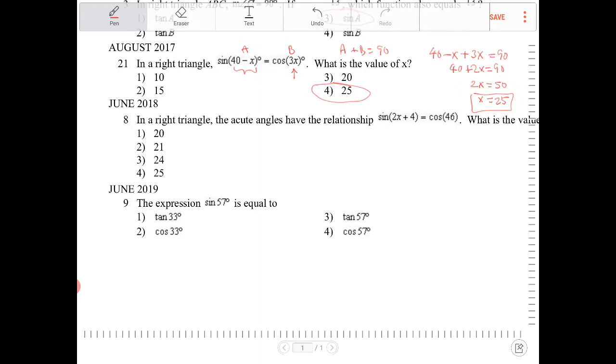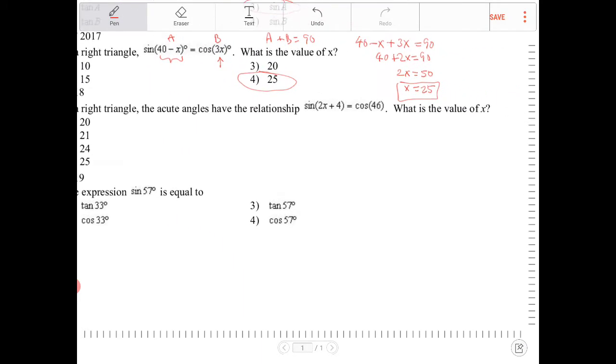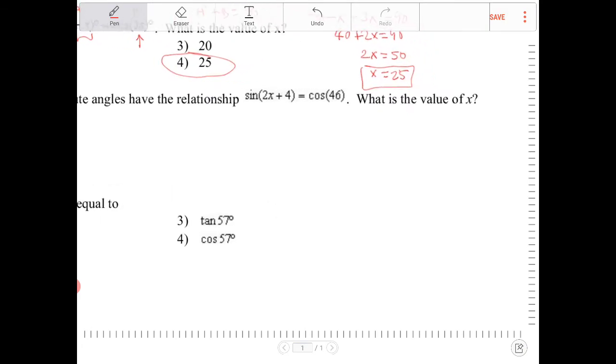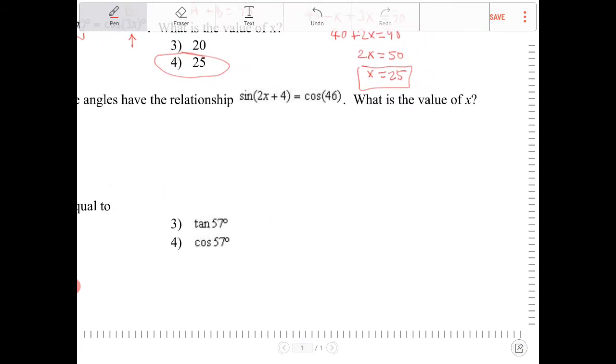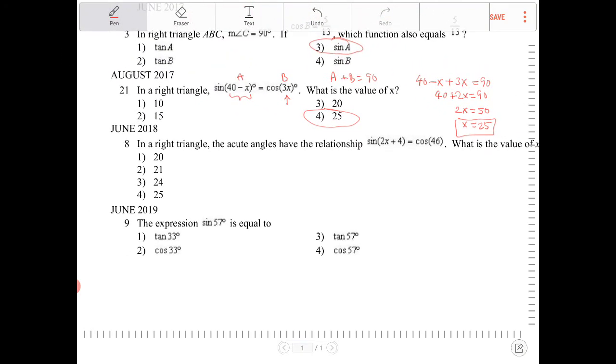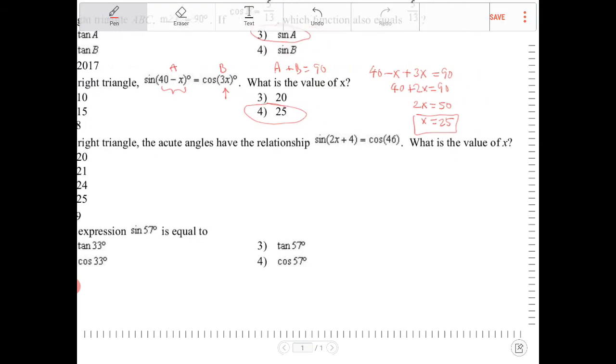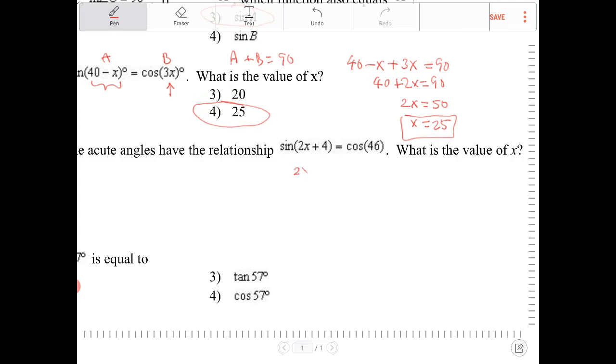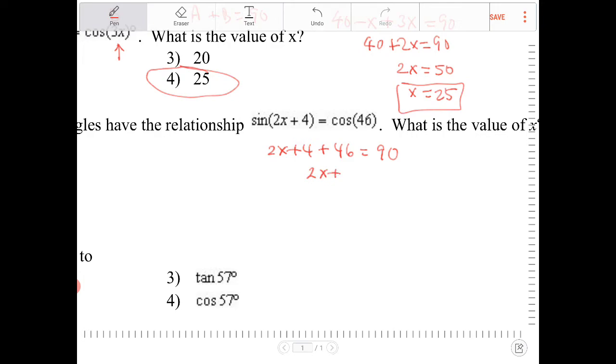All right, June 2018. In a right triangle, the acute angles have the relationship sine of 2x plus 4 is equivalent to cosine of 46. What is the value of x? And again, August 2017 and June of 2018, essentially the same question. So 2x plus 4 plus 46, those two angles are complementary, so it's equivalent to 90. Let's combine like terms. 2x plus 50 is equal to 90. Subtract 50, 2x is equal to 40. Divide by 2, x is equal to 20.